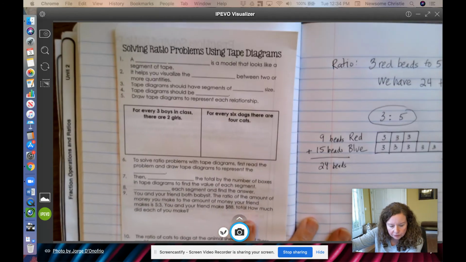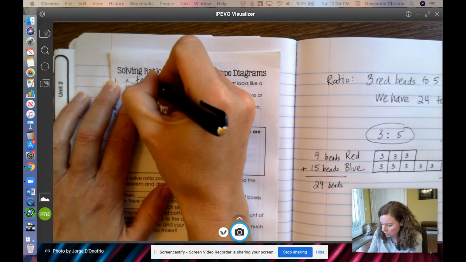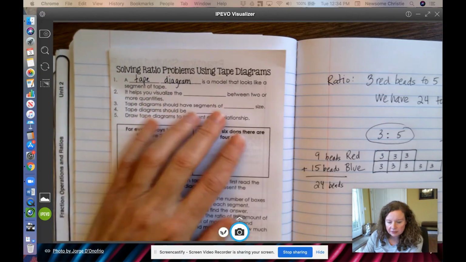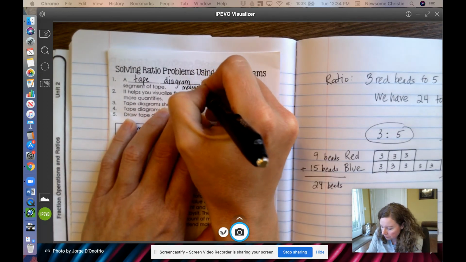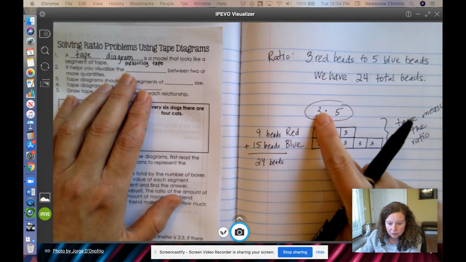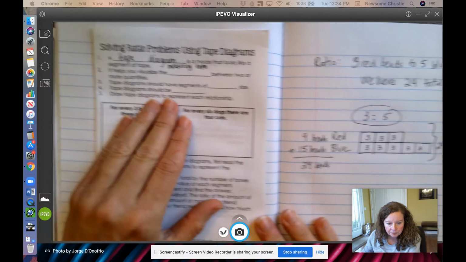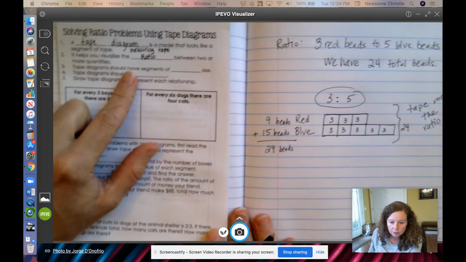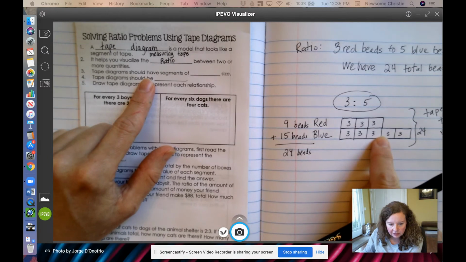Okay, so hopefully you can zoom in there and see that. A tape diagram, and that's what this is called, is a model that looks like a segment of tape. I want you to think about it as a measuring tape, because you're measuring out your ratio, just like I did over here. If it's 3 to 5, I'm going to measure out 3 boxes for red and measure out 5 boxes for blue. It helps you to visualize the ratio between 2 or more quantities. So it lets you see it. Ratio of 3 to 5, I've got 3 boxes to 5 boxes.